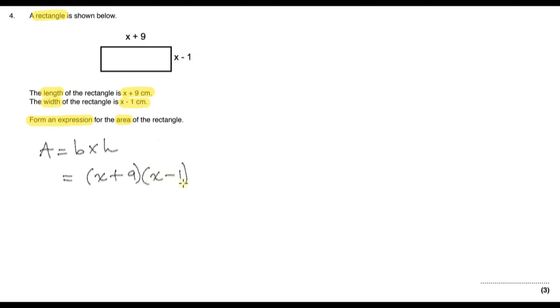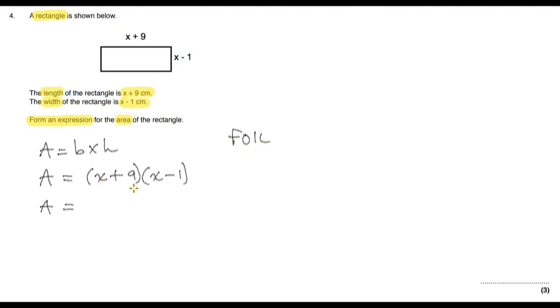Now, we have formed an expression for the area, but it probably wants you to expand this out, I would say. Because it's 3 marks, this is definitely not enough for 3 marks. So we're definitely looking to simplify this. So we've got double brackets. The way I like to do this is, you may have heard of FOIL before. FOIL just stands for first, outside, inside, last.